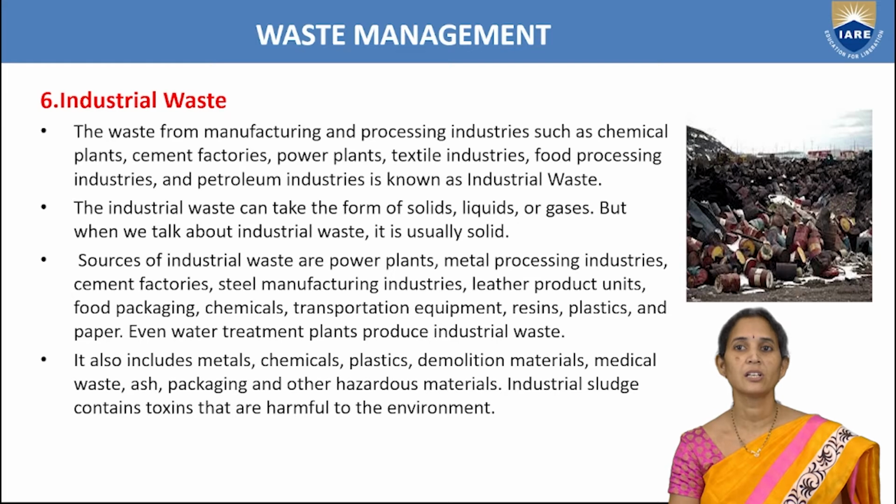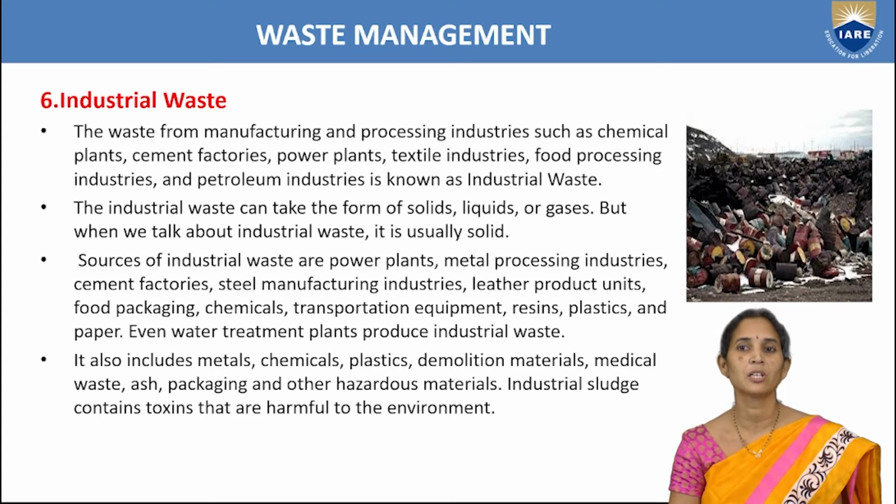Industrial waste can take the form of solids, liquids, or gases. Some industries, like food processing industries, give only solid waste. Petroleum industries give liquid waste, and chemical industries give gaseous waste. So from different industries we get different types of waste, and we have to dispose of that waste properly. We can take other industrial waste also, like from power plants, steel manufacturing industries, and leather industries.